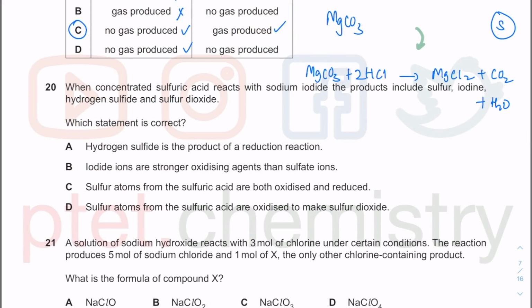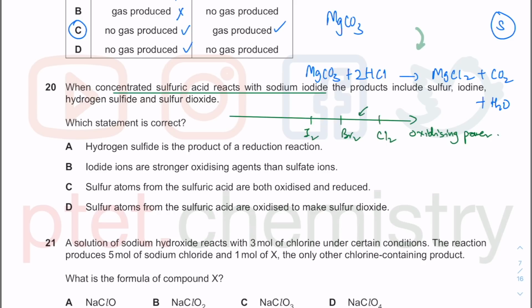Question 20. So this is a reaction of concentrated sulfuric acid with sodium iodide. If we think about the oxidizing power of the halogens, as you will see a lot of these in my topical playlist, which of course remain free for everyone to use: Cl2, Br2, I2. Where is concentrated sulfuric acid? It lies somewhere in between the oxidizing ability of bromine and chlorine.